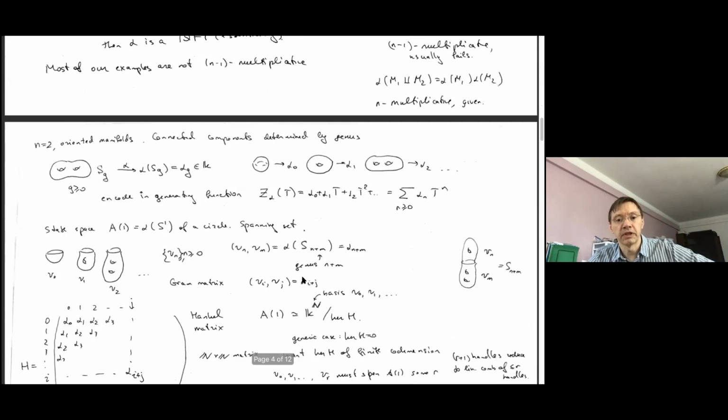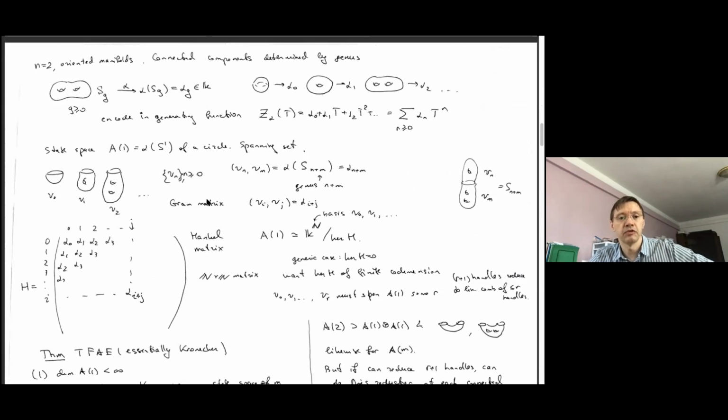So let us look at an example, and this is very similar to Victor's talk from yesterday. Let us take n equal to 2, oriented manifolds. Then every manifold breaks into connected components. Every component is determined up to diffeomorphism by its genus, greater than or equal to 0. So let me call it S sub G, the connected closed surface of genus G. To it, we assign a number alpha of S sub G. I call it alpha sub G, an element of the ground field K. Let's use a field for simplicity.